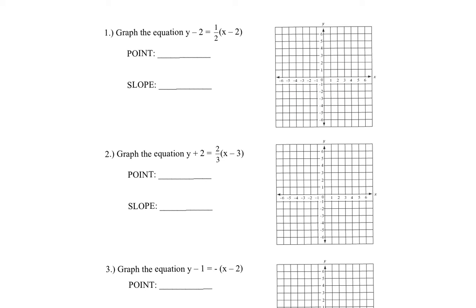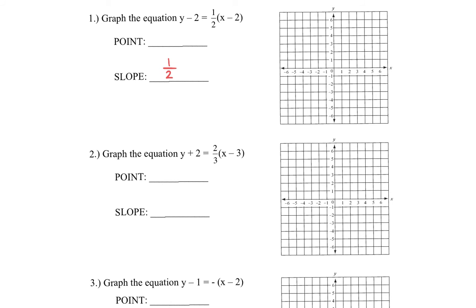Okay. So as I look at this equation, the first thing that I need to do is pull out what the given point is and what the slope is. So I always think the slope is the easiest part because, again, we see it right there before that initial parentheses. There's my slope. It's 1/2.